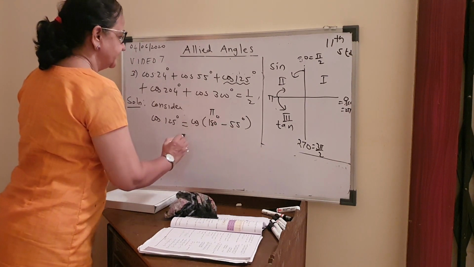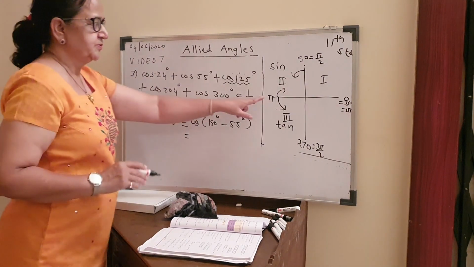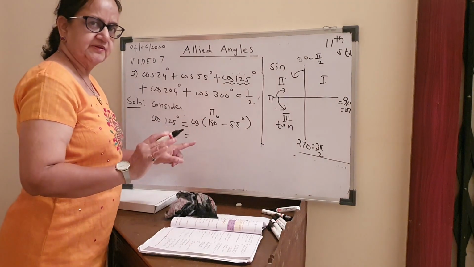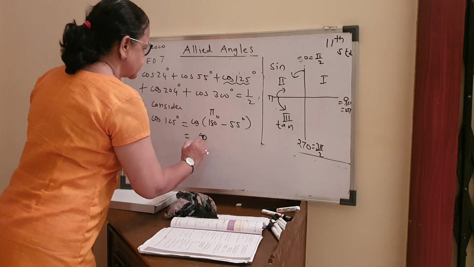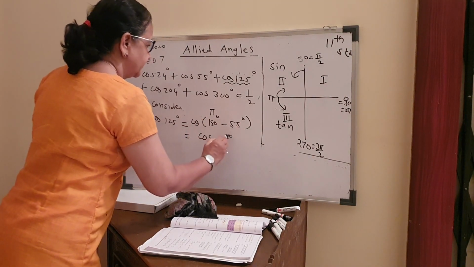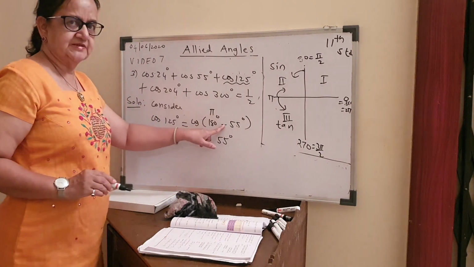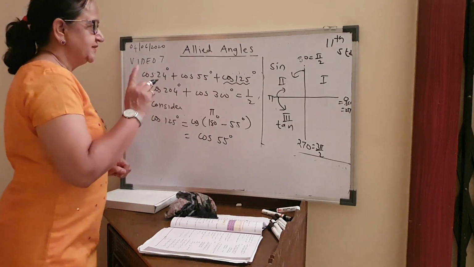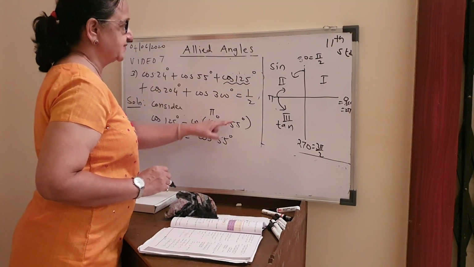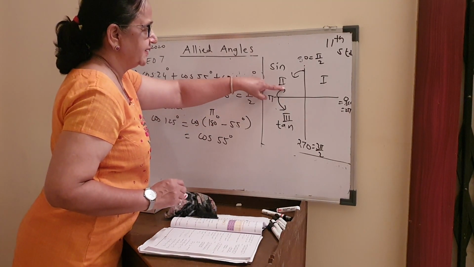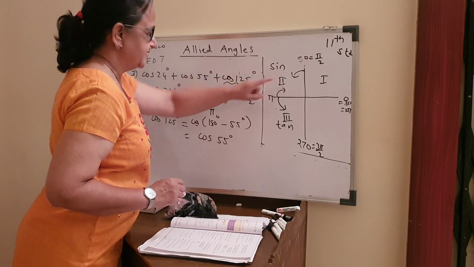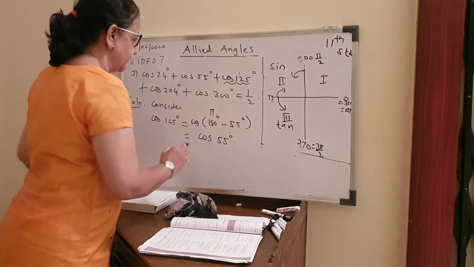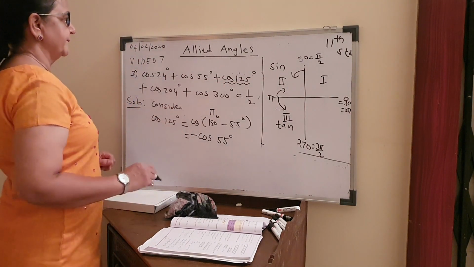180 means pi. Pi means first group, 2 steps. Coefficient for pi is 1. No fraction, no change. Cos remains as cos. Pick the angle 55. Don't worry about this minus or plus. That worries only in the second group, not in the first group. Now the quadrant, pi minus, go back. I go in the second. In the second, how is cos? Negative, because sine is positive. So my answer should be negative.